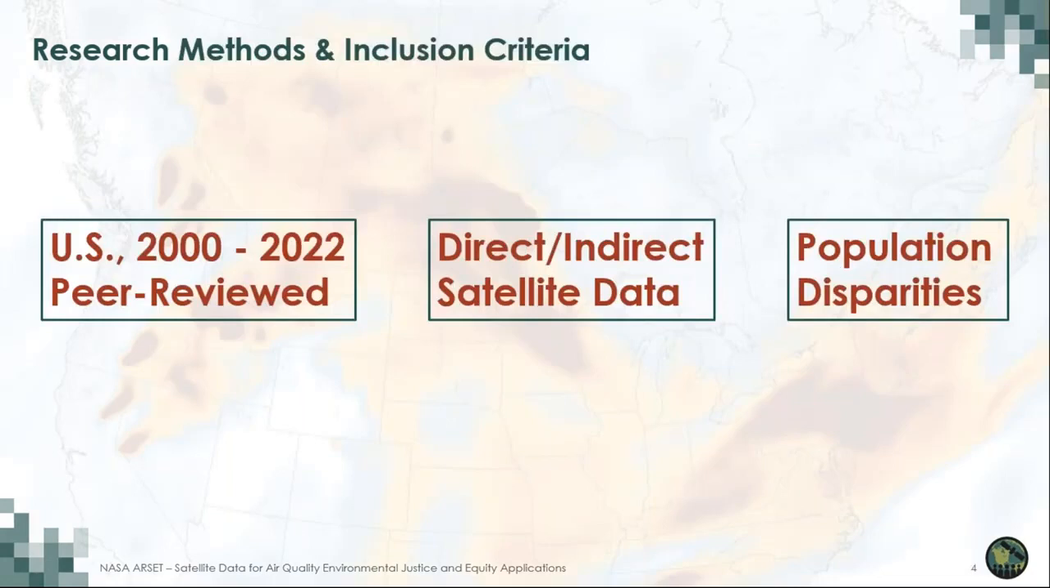We followed a five-step review framework and the PRISMA reporting method. Our study's inclusion criteria were first to be US-based peer-reviewed studies published between 2000 and 2022. Second, that authors use direct or indirect satellite data as an independent variable to observe and measure an environmental condition. And third, that authors reported on some differential exposure, vulnerability, or other environmental condition that was observed using satellite data, which could also cause population disparities.